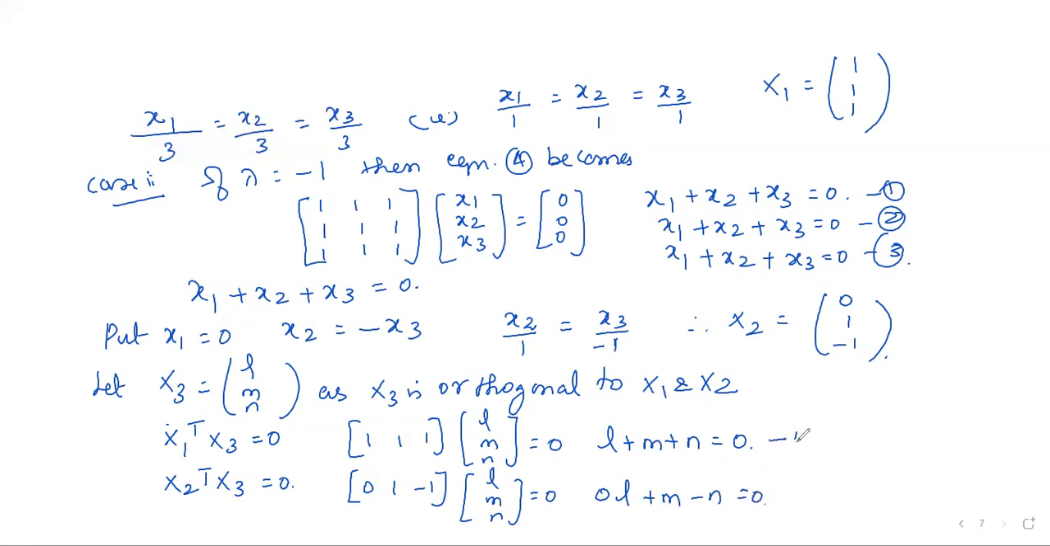So again, by solving the two equations 4 and 5 by the method of cross multiplication, I'll be getting L by minus 2 is equal to M by 1 is equal to N by 1. And therefore, my third eigenvector x3 is equal to [-2, 1, 1], or I can write [2, -1, -1], just dividing throughout by minus 1. This is my third eigenvector.